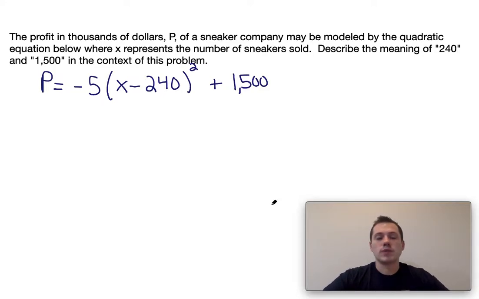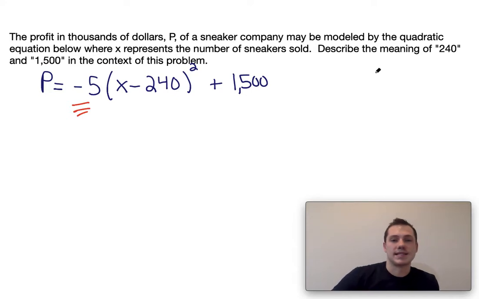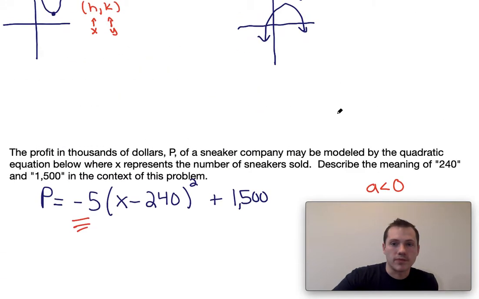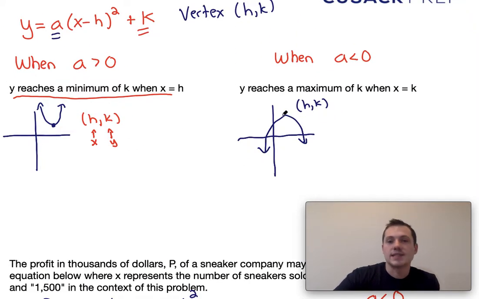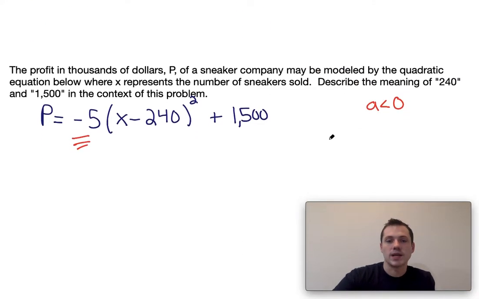So in this example, we state that the profit, in thousands of dollars, and that's important, P of a sneaker company may be modeled by the quadratic equation below, where x represents the number of sneakers sold. Describe the meaning of 240 and 1500 in the context of this problem. So the first thing I'm going to do is recognize that my a value is less than 0. Now, when your a value is less than 0, we remember from up here that that's the case where we have a parabola that's opening downward, which means that we're going to have a maximum.